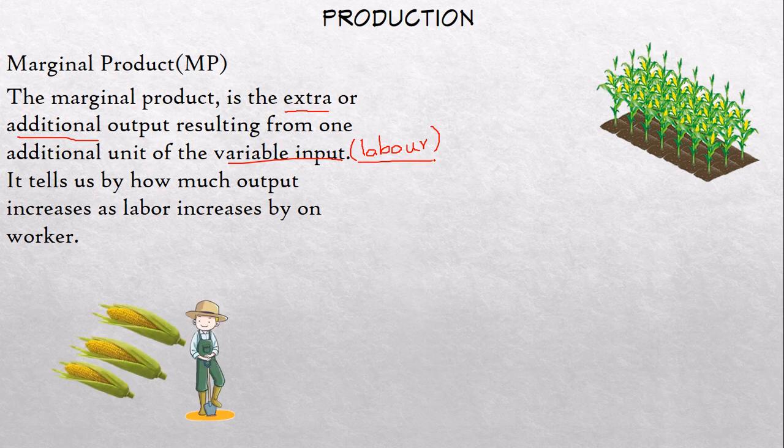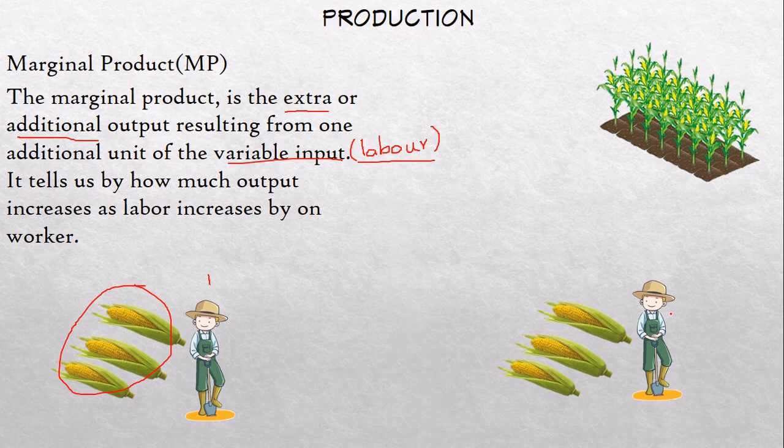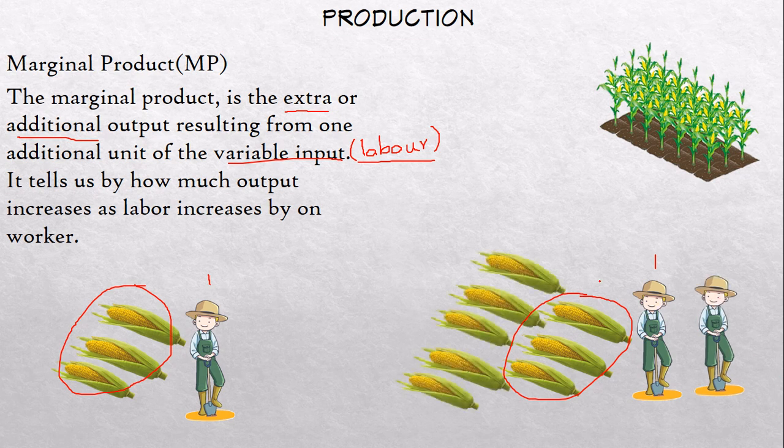With the total product example, we had one farmer producing 3 maize. This one farmer was able to produce 3 maize. Now, if I add an additional farmer to this farmer, so if I have 2 farmers, now I am able to produce 1, 2, 3, 4, 5, 6, 7, 8.